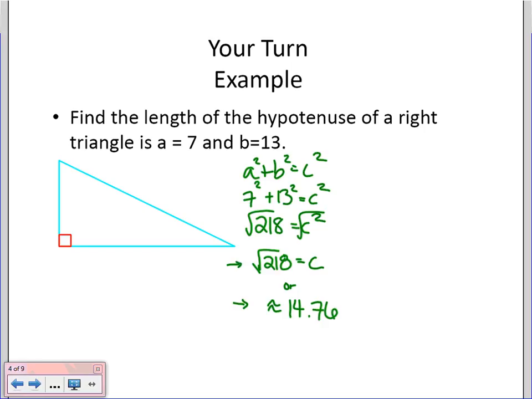Now, I want you to give me your radical answer and an answer in decimal form. Okay, so I want you to give me this in simplest form. This is actually in simplest form. And I also want you to give it to me in a decimal. So just plug that into your calculator to get your decimal.